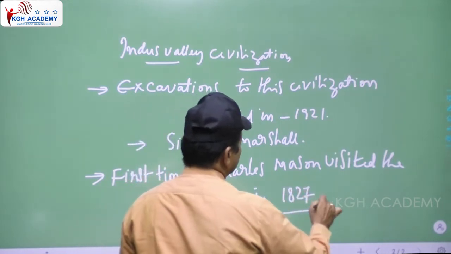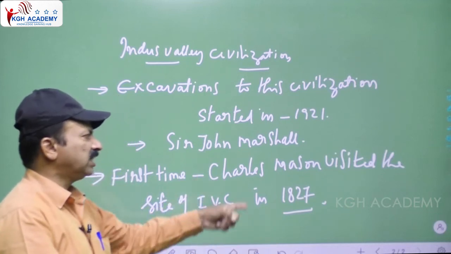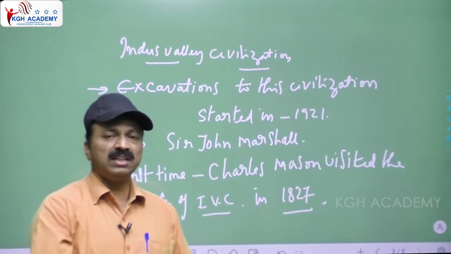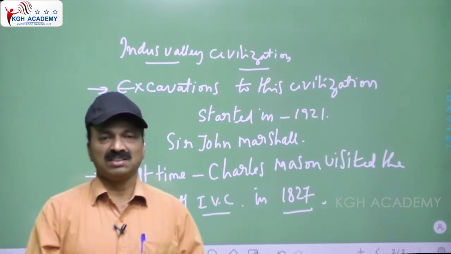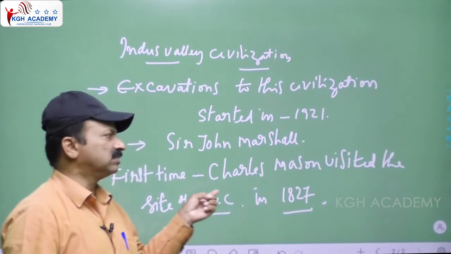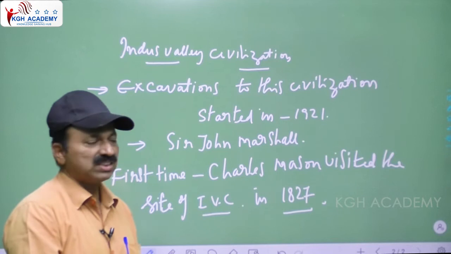In some books it was given as 26, but in the year 1827 only, Charles Mason visited the site of Indus Valley civilization, and he commented that some civilization existed here previously.